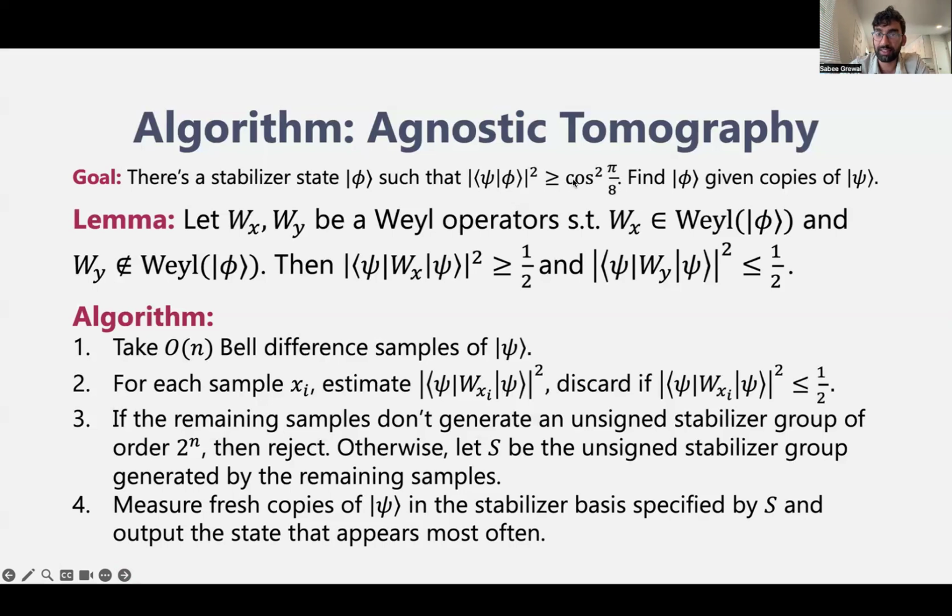So in particular, at least a cosine squared pi over 8 fraction of our measurement outcomes will correspond to the state ket phi. And I also want to mention that the output here is polynomially sized because our output is a stabilizer state. So in particular, we can do step 4 and output the list of generators for the stabilizer state phi.